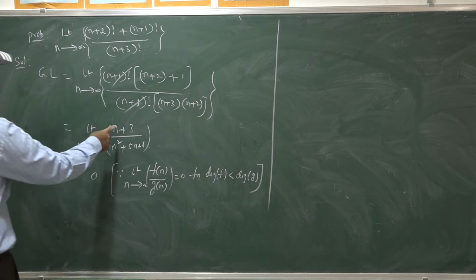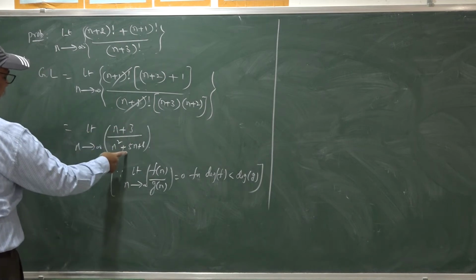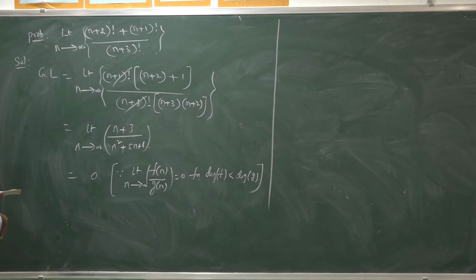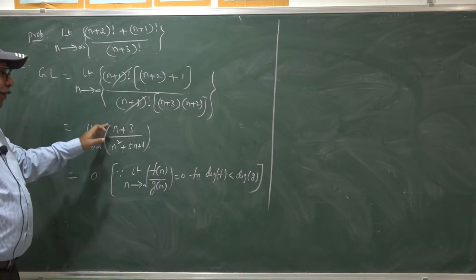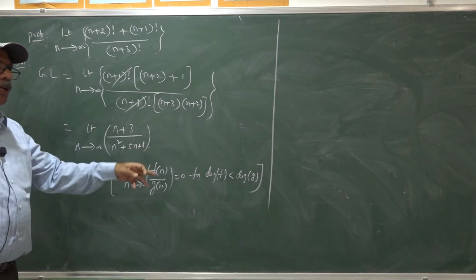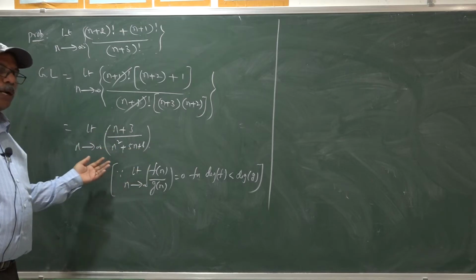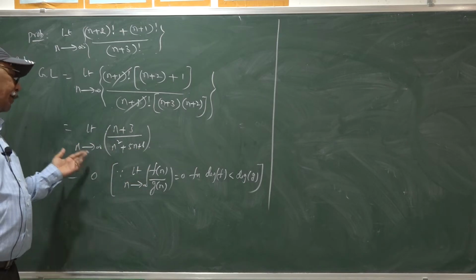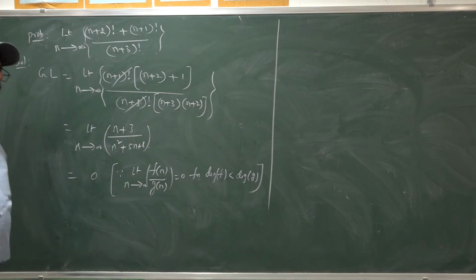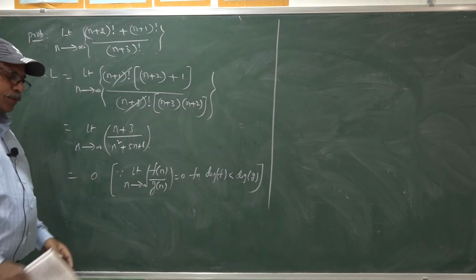Since these two are polynomials, this is a first degree polynomial in n, this is a second degree polynomial in n. So this is f and this is g, where degree of f is less than degree of g. The degree of the denominator is more than the degree of the numerator, so as n goes to infinity, the rational function takes the limit 0.